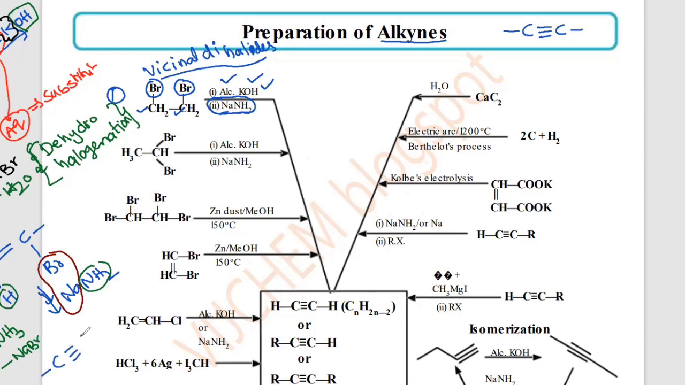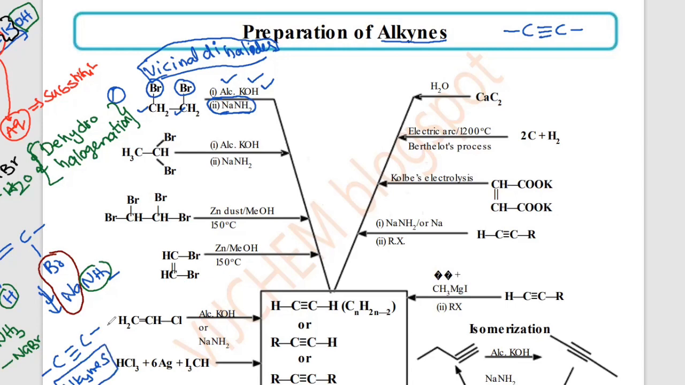C triple bond C. So what is the reactant initially? Vicinal dihalide. And what is the final product? We have the alkyne. So we can prepare the alkynes by using the vicinal dihalide. This is the complete procedure. Okay, so let us see about the next one.